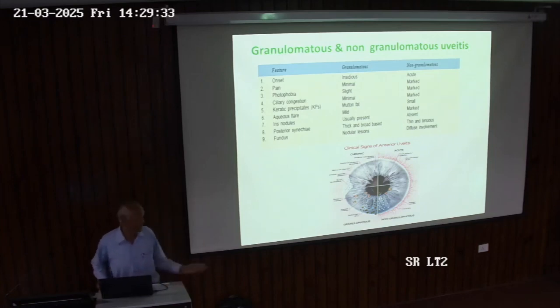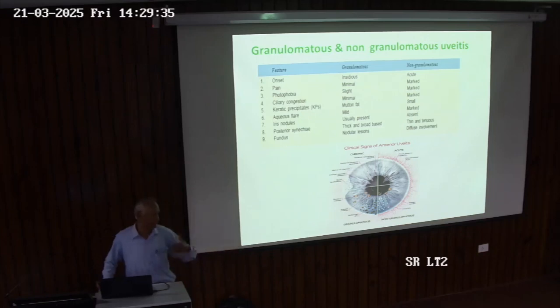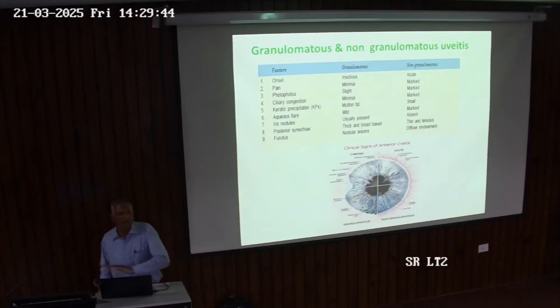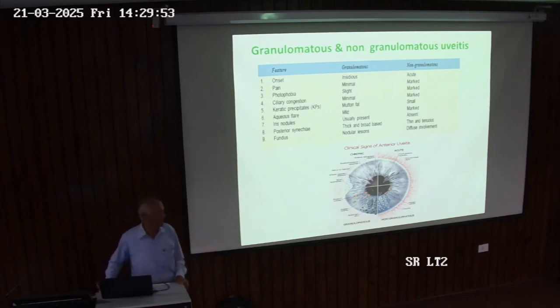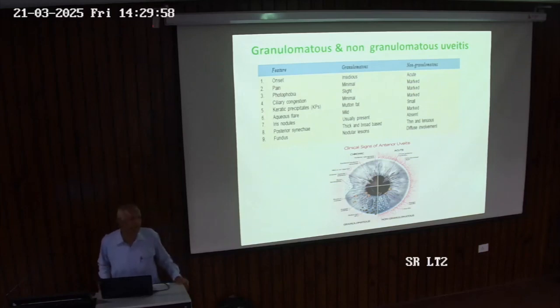So we have to look for mutton fat KPs, fine KPs, tubercles, synechiae, redness, pain, dimness of vision, or like that. Accordingly, go through all investigations so that you can pinpoint the diagnosis. That is the granulomatous, non-granulomatous, and differential diagnosis of uveitis. Once we have seen all the features, how do we treat such a patient?